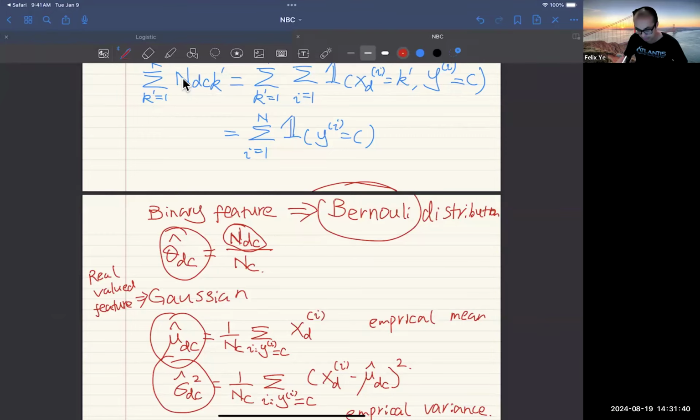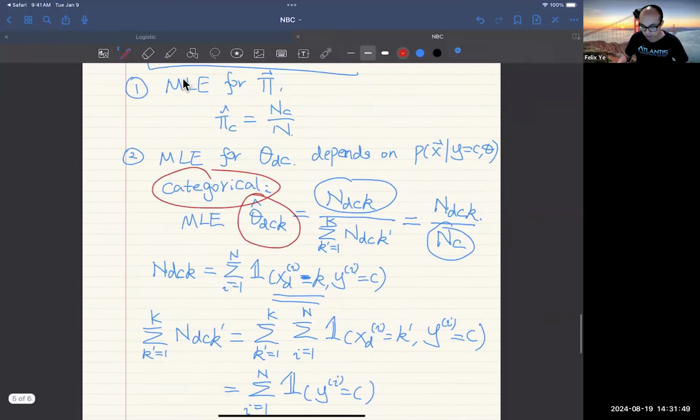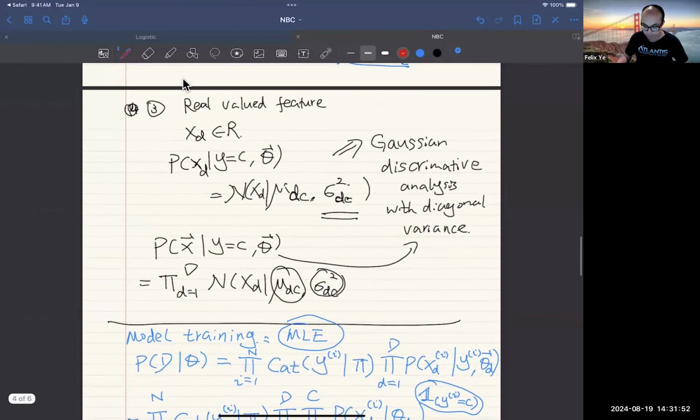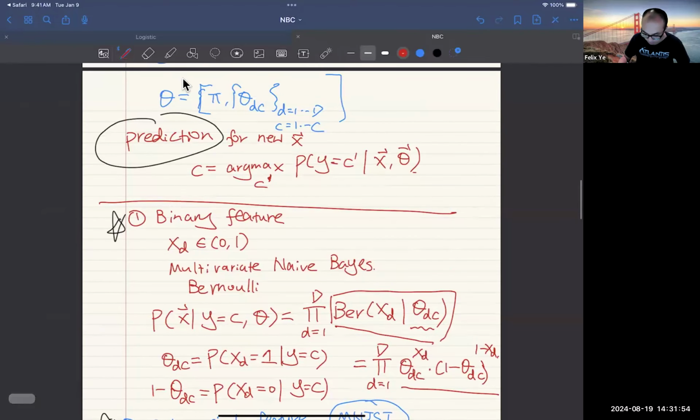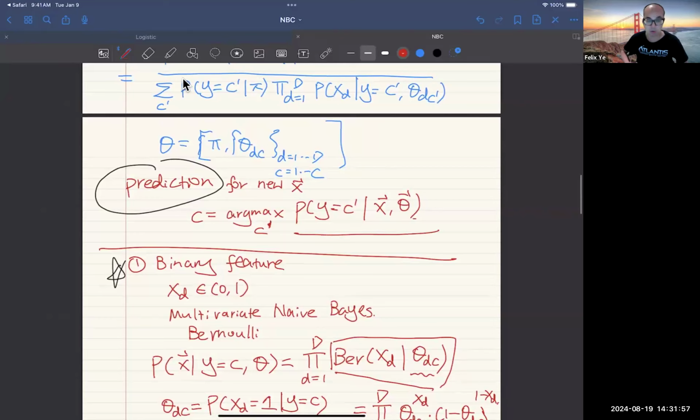Once we know these conditional probabilities at precise values, we can use them to make predictions for new data coming in. All we need to do is calculate these posterior distributions, then find the argmax of the posterior distribution, finding the corresponding label that maximizes it. This will be our predicted label. All right, in the next part, we're going to talk about some examples and also connections with logistic regression.